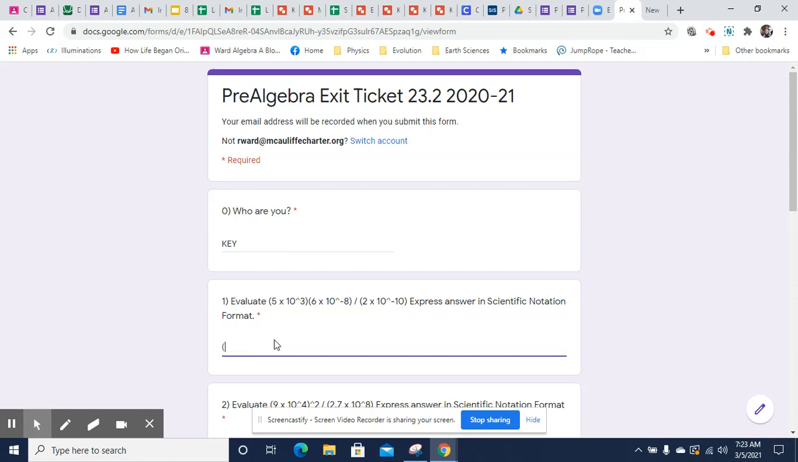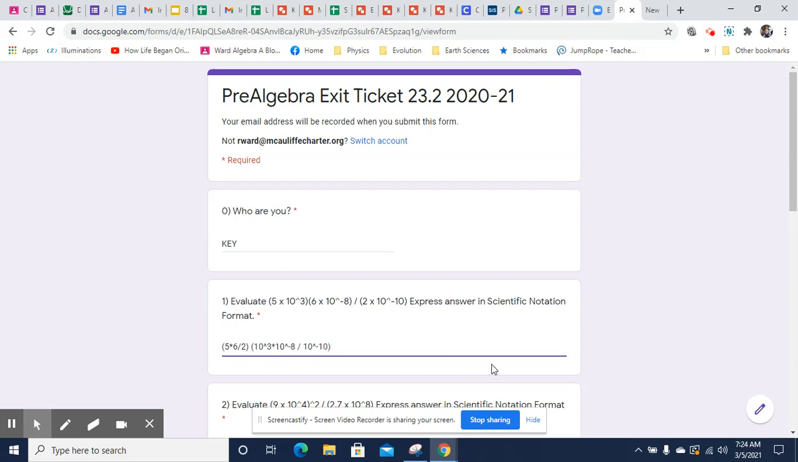So as always, I am going to group the coefficients. Over in this group, I'm going to have 5 times 6 divided by 2. I can group the whole thing. And then over here, I'm going to group the powers. It's going to be 10 to the third times 10 to the negative 8, all divided by 10 to the negative 10th.